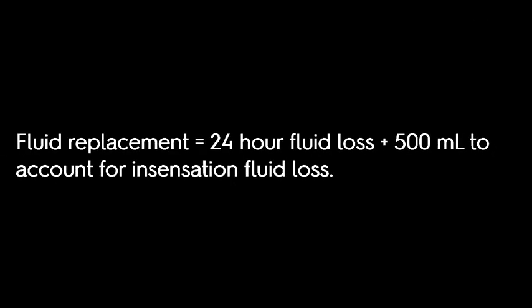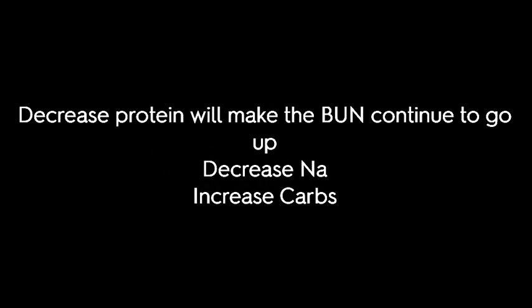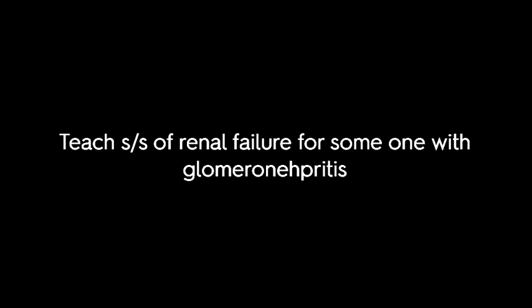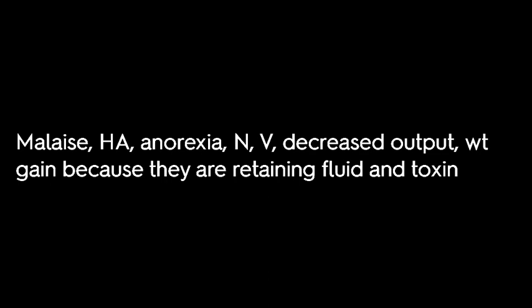How is fluid replacement determined? Fluid replacement equals 24-hour fluid loss plus 500 milliliters to account for insensible fluid loss. What are the dietary needs for such a client? Decreased protein will make the BUN continue to go up; decrease, not increase, carbs. Teach assessment of renal failure for someone with glomerulonephritis: malaise, HA, anorexia, NV, decreased output, and weight gain because they are retaining fluid and toxins.